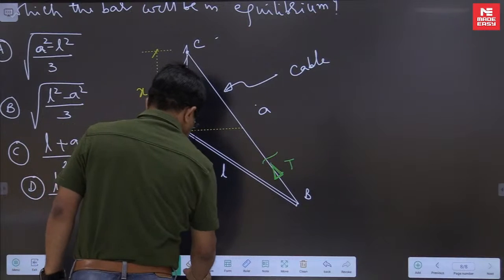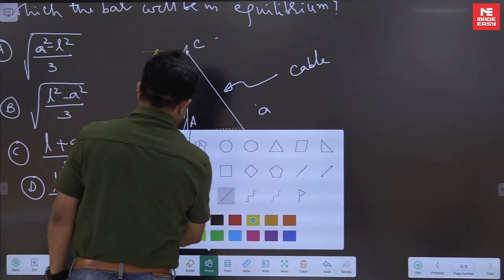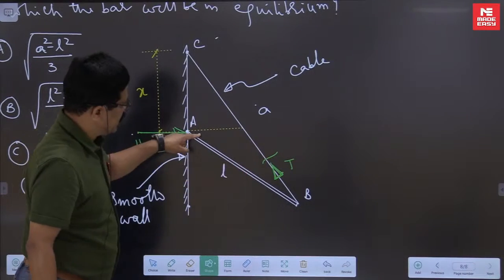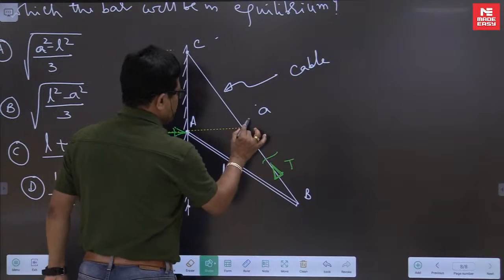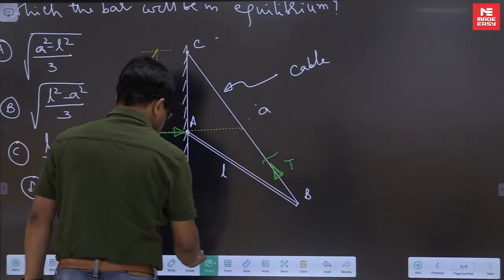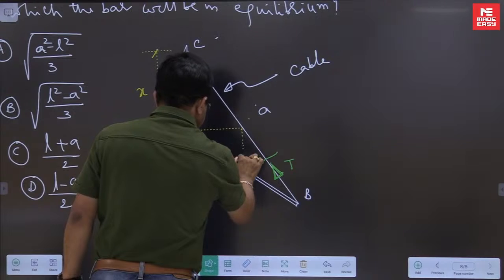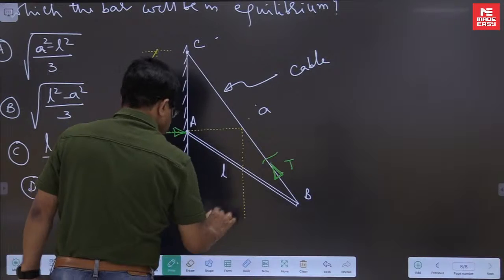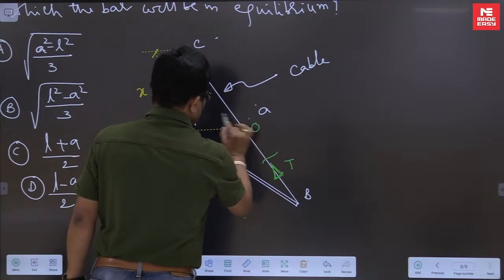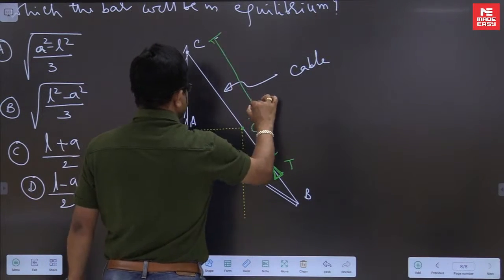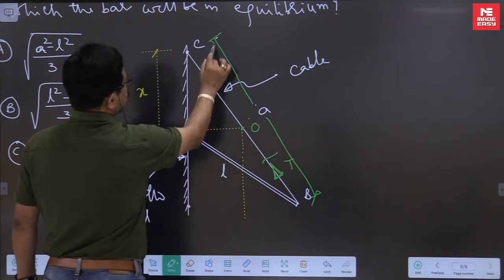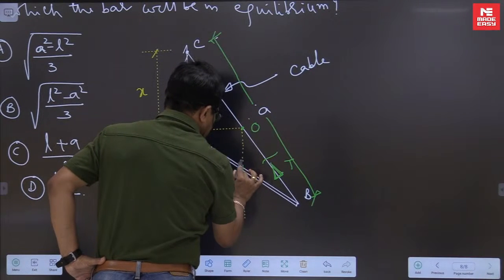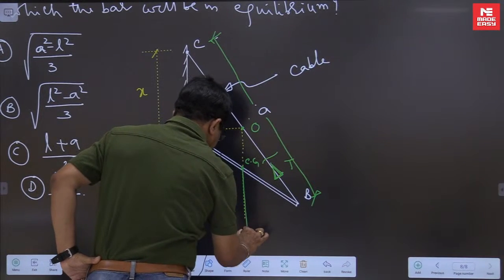Next, weight. The weight of this bar, the tension in the cable, HA. They are meeting somewhere here, some point O, let us say. Then this weight W has no choice. This point, let us say some O. A is from here to here. Now this is O. This is the CG of the bar. Weight will act downward this way.